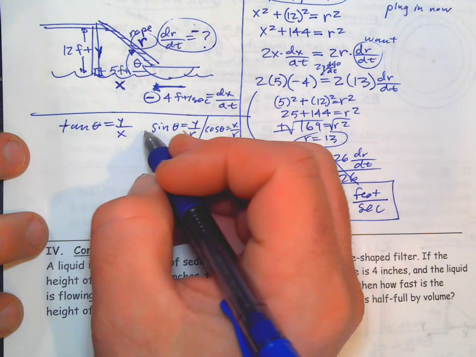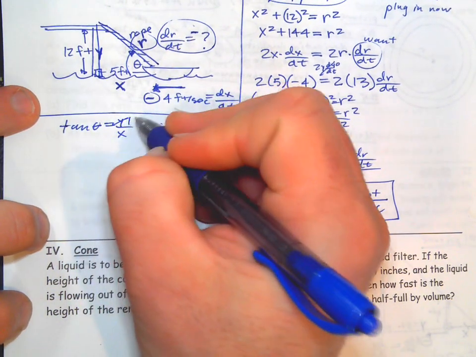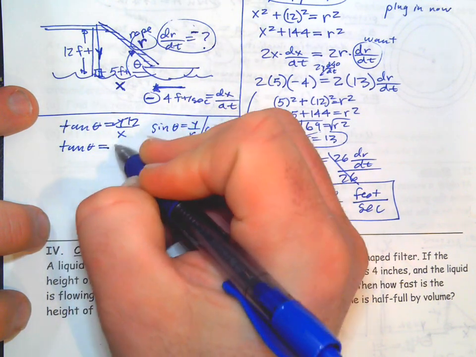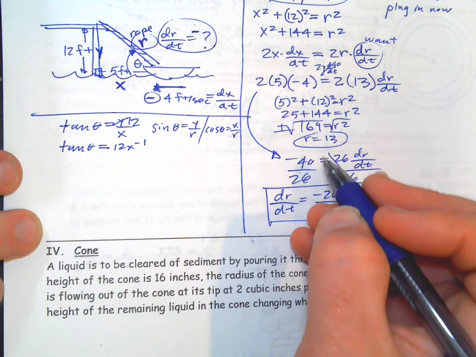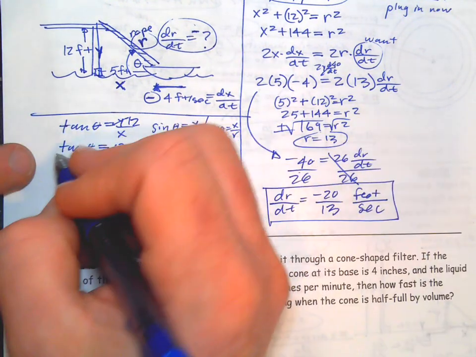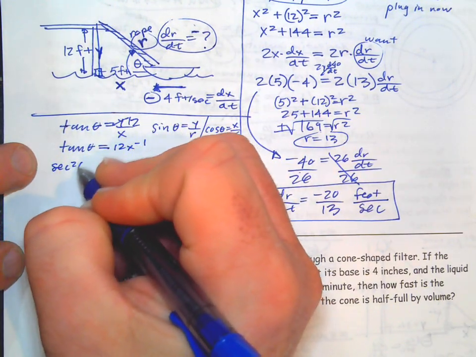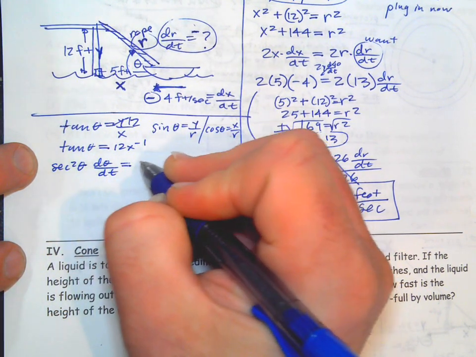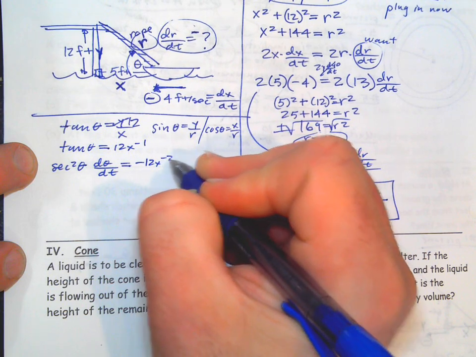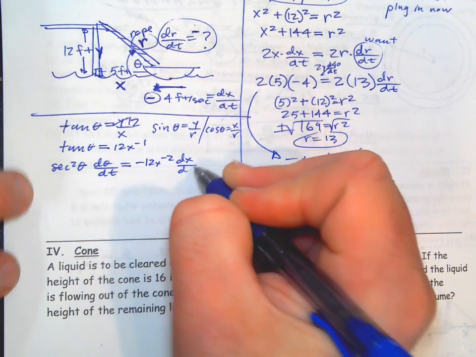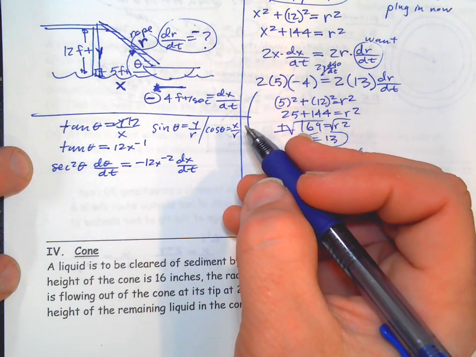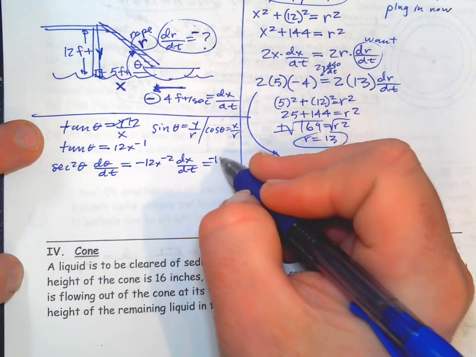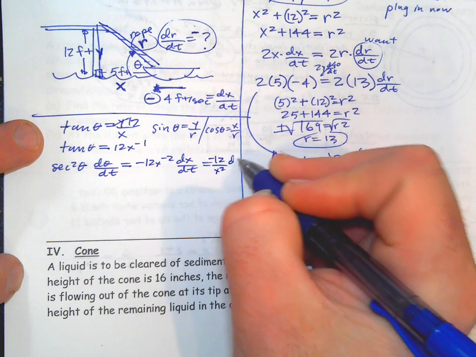So we've got to take the derivative. Now remember y is 12, so let's go and put that in there. In fact, I'm going to rewrite this because I don't want to do the quotient rule. I'm going to say this is 12x to the -1. That's going to be a super easy power rule now. The derivative of tangent is secant squared d theta/dt, which is what we're looking for, equals -12x to the -2 dx/dt. I mean, you could have done the quotient rule if you want. So this is -12 over x squared dx/dt.